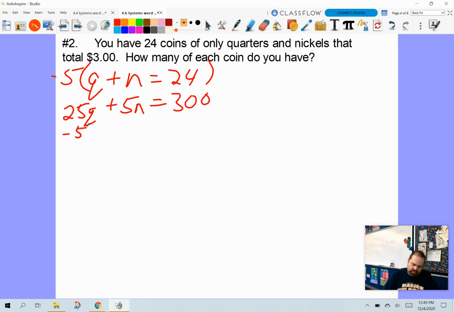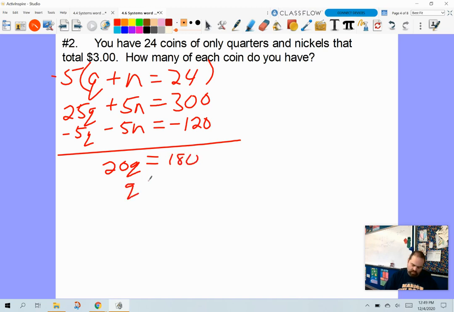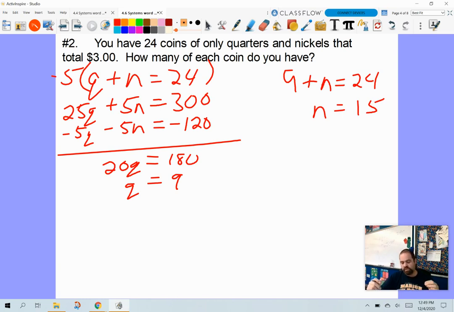So -5Q minus 5N equals -120. Add them up. 20Q equals 180. Looks like I've got 9 quarters. Plug that back in. 9 quarters plus some nickels. I got 24 coins. Subtract out your 9. You got 15 nickels. Okay, no need to write them as ordered pairs. If you use variables that make sense, Q, N, P, D, I'm going to understand what you're solving for here.